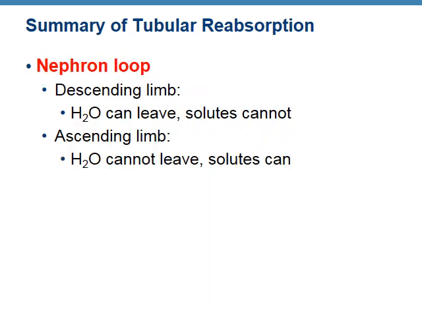Even though the majority of tubular reabsorption happens in the proximal convoluted tubule, we also have to talk about some other portions of the tube, like the nephron loop. This is going to reabsorb water, right? So we're going to look at this in a little bit more detail.